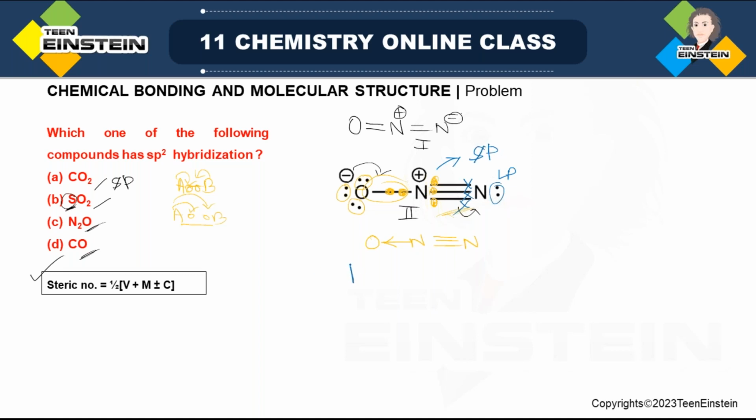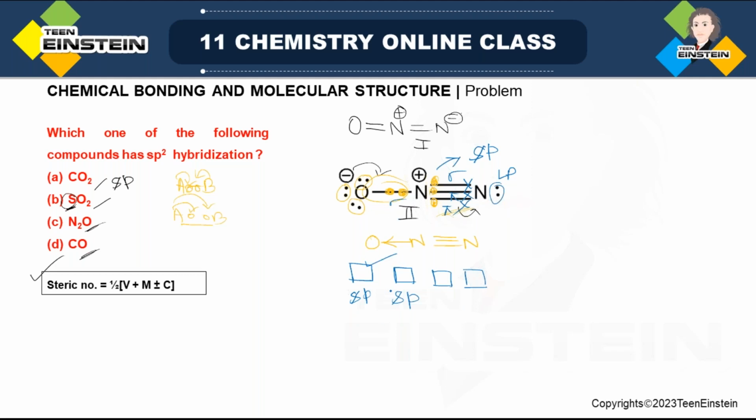Okay, and if we want to see how it is sp hybridized, suppose after sp hybridization you have two sp and we have two unhybridized p orbitals. Now these two unhybridized p orbitals will take part in pi bond formation, because here you can see there are two pi bonds, one sigma bond, and this is also a sigma bond.